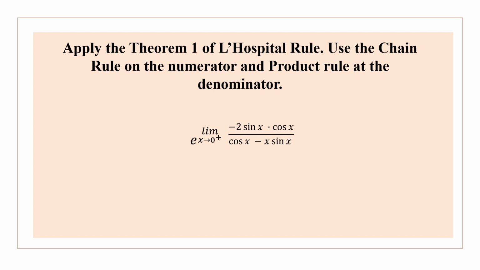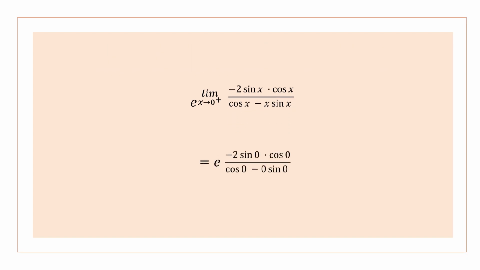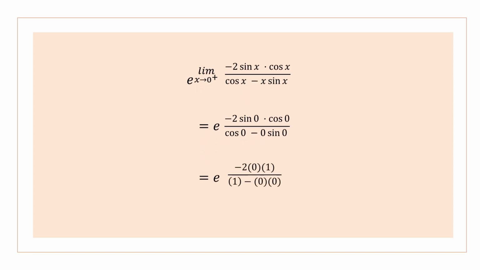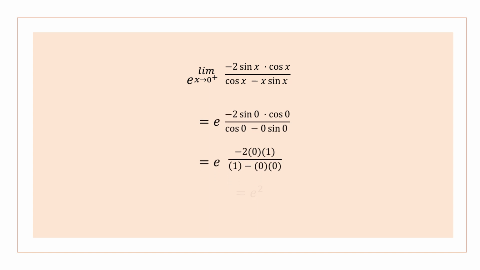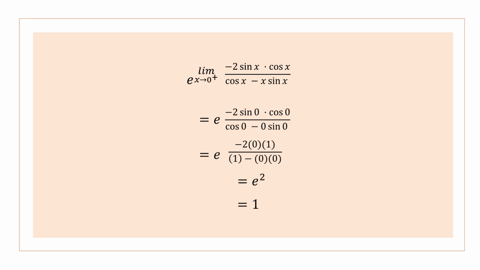Apply the first theorem of L'Hopital's rule. Use the chain rule on the numerator and the product rule on the denominator. Then we will substitute 0. Simplify all the given values. The answer would be e squared. Then we simplify e squared and the answer will be 1.